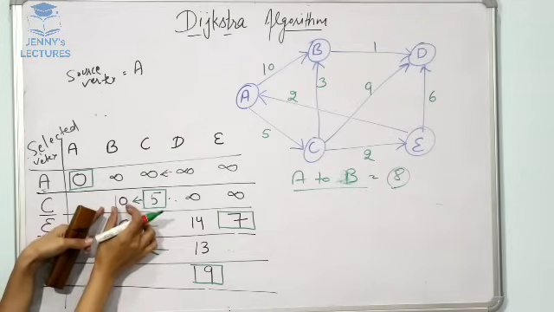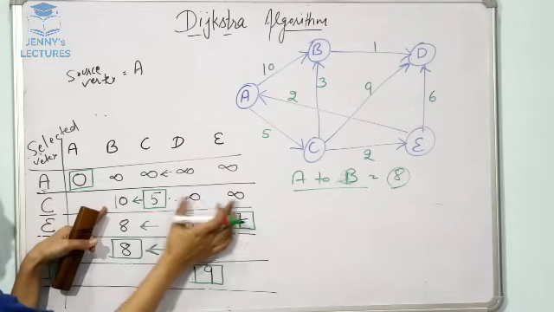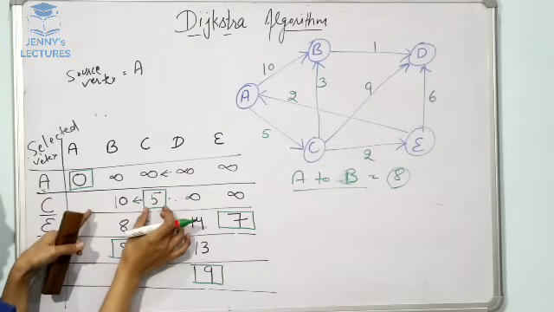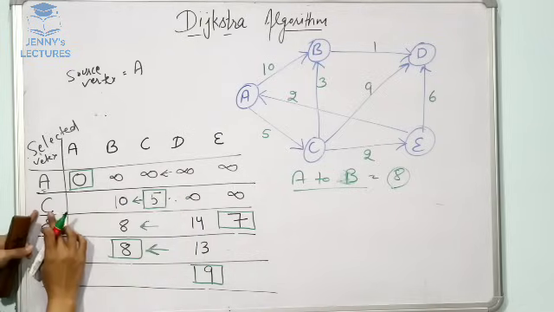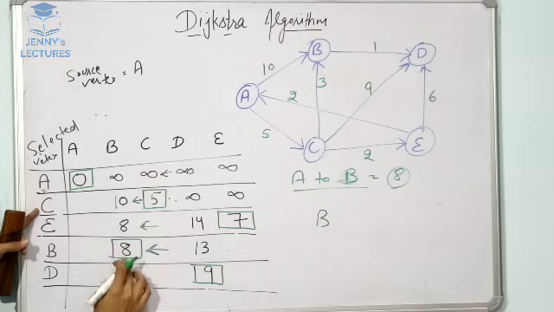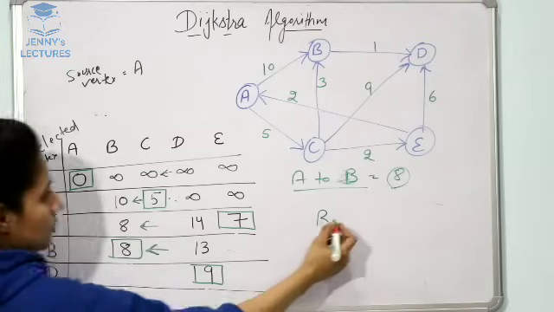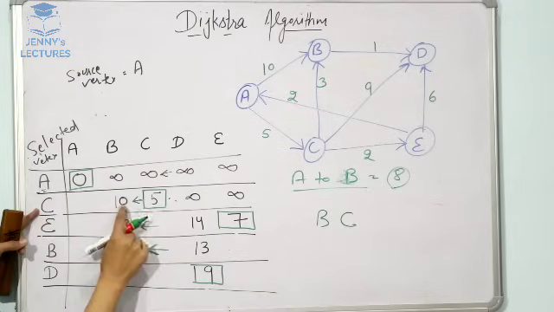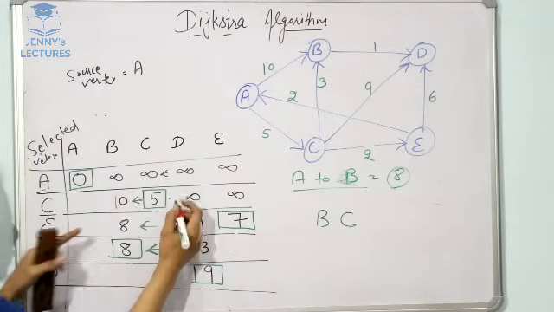So where this change has happened, in that row only find out which vertex has been selected. This vertex, that is C. C has been selected. Okay. The path is B. Then in this one C has been selected. You will write C. Okay.